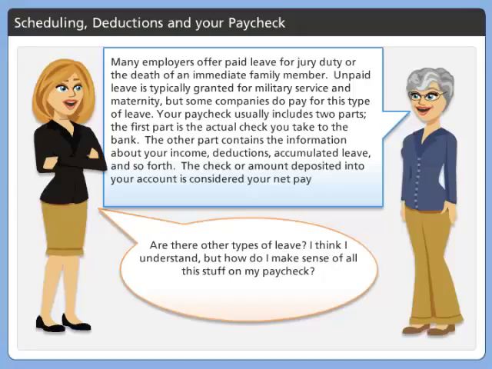I think I understand, but how do I make sense of all the stuff on my paycheck? Your paycheck usually includes two parts. The first part is the actual check you take to the bank. The other part contains the information about your income, deductions, accumulated leave, and so forth. The check or amount deposited into your account is considered your net pay.